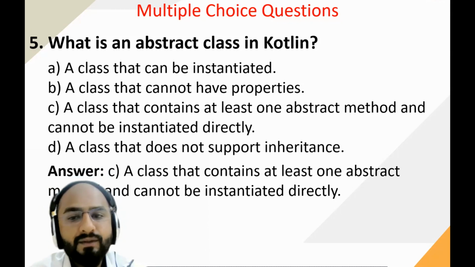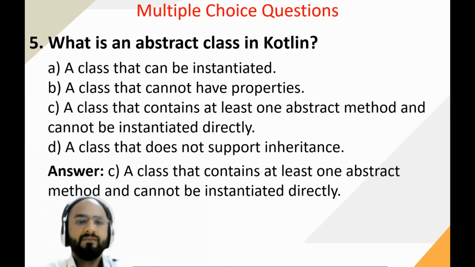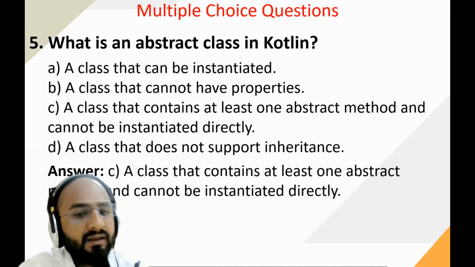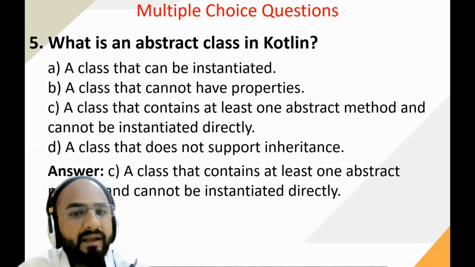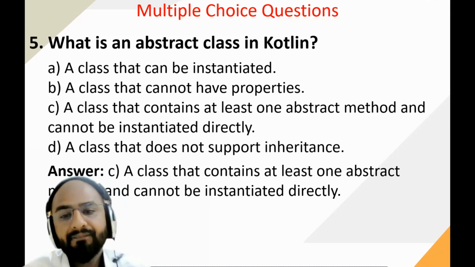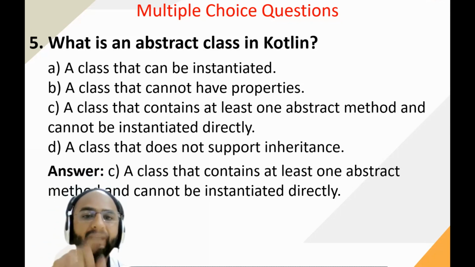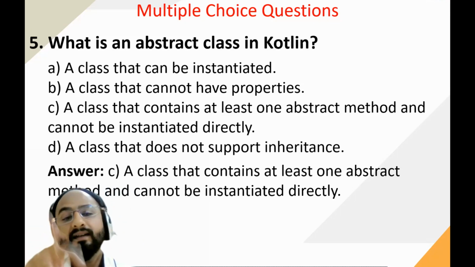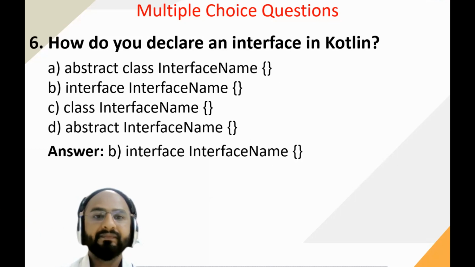D, a class that does not support inheritance. So right answer is C, a class that contains at least one abstract method can be an abstract class and cannot be instantiated directly. So if you are creating an abstract class, you cannot create the instance of that abstract class.